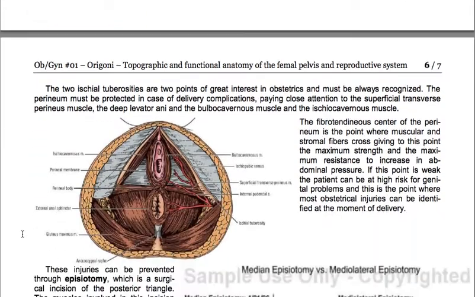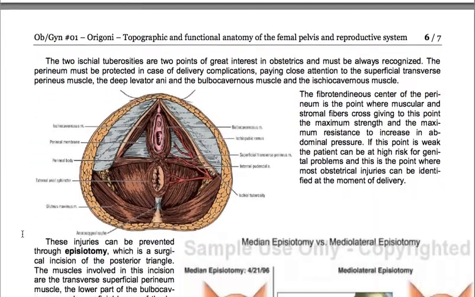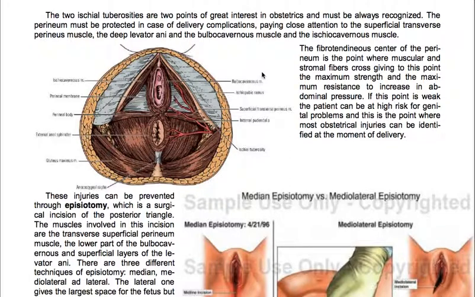The two ischial tuberosities are the points of great interest in obstetrics, because the perineum must be protected in case of delivery complications, paying close attention to the superficial transverse perineal muscle, the deep levator ani, and the bulbocavernous muscle and the ischiocavernous muscle.